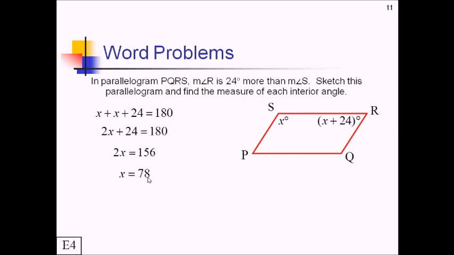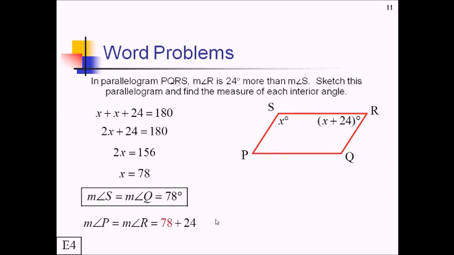Now this doesn't tell us all the angles. It does tell us S and the opposite angle, Q. Those are both actually going to be 78 degrees. If we want to figure out R and P, we just have to do 78 plus 24, which comes out to 102. Now just as a double checking measure here, these two angles, whatever they are, better add up to 180. So let's double check. 78 plus 102? Yep, that adds up to 180.